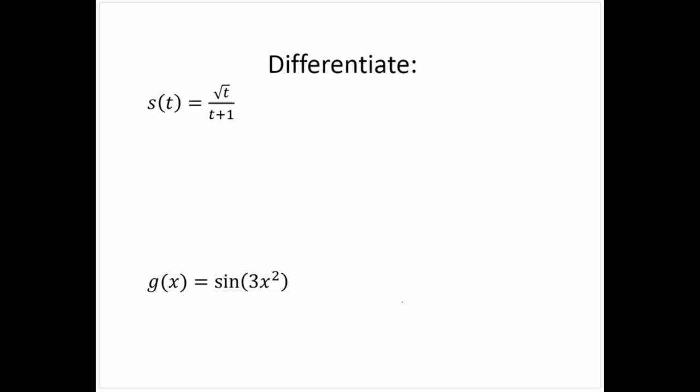Differentiate s of t equals the square root of t over t plus 1. Here I see this division bar, so I'm immediately thinking quotient rule. Recall that the quotient rule is low d high minus high d low over low low. Additionally, I'm going to think of that square root of t as t to the 1/2 power.